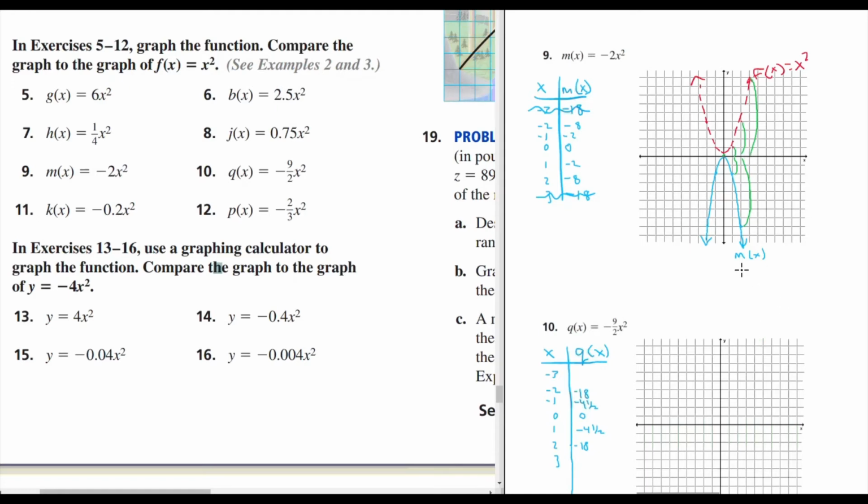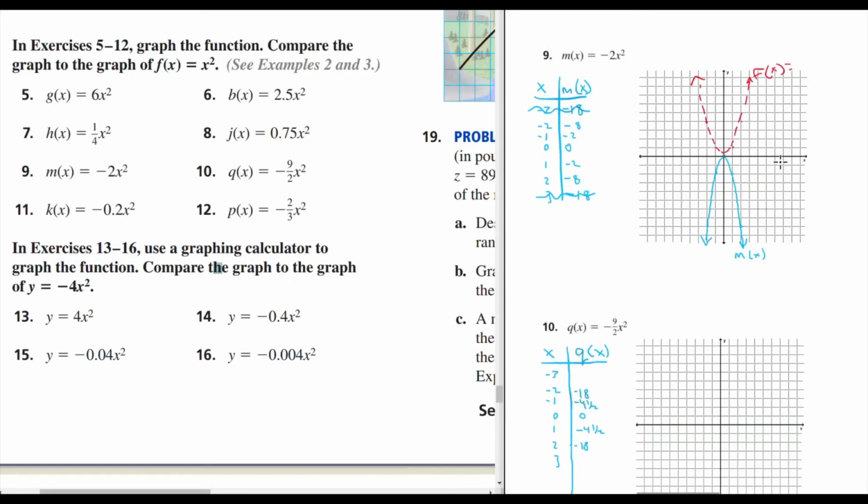So again, using those transformations, we really could have skipped building the input-output table, and we could have just, thinking of those points in the back of our mind, 1, 1 would go to 1, negative 2, because it's twice as tall. And it's negative, so it's below the x-axis. Instead of 2, 4, we'd go 2, negative 8, because it's twice as tall. So instead of 4 units, you go 8 units, and we go down because it's negative. So that's just a little shortcut in graphing any one of these functions in the form y equals ax squared.